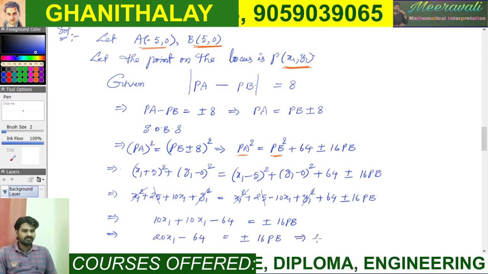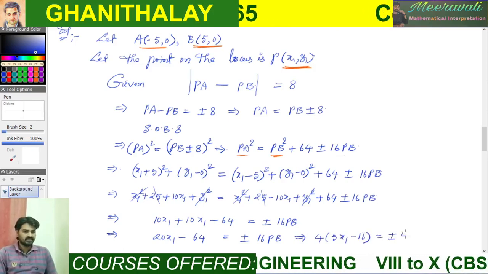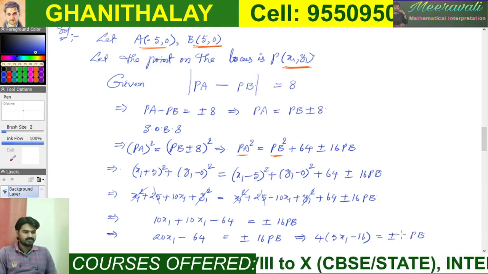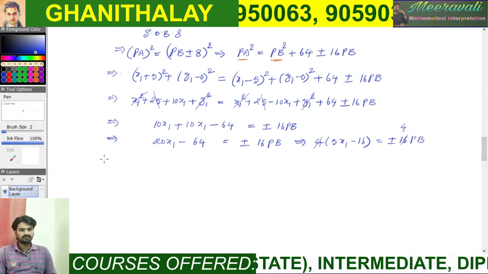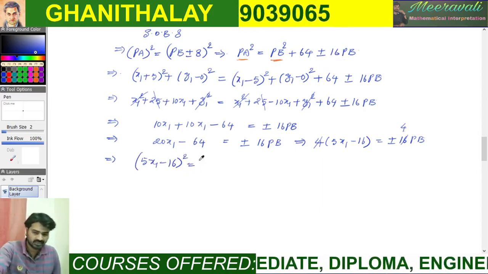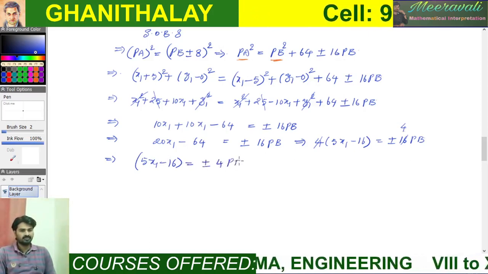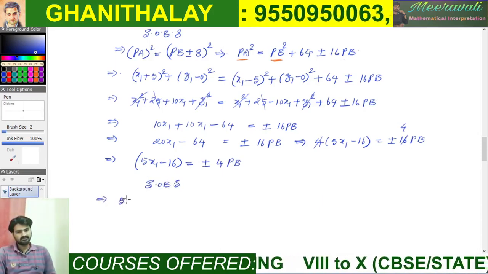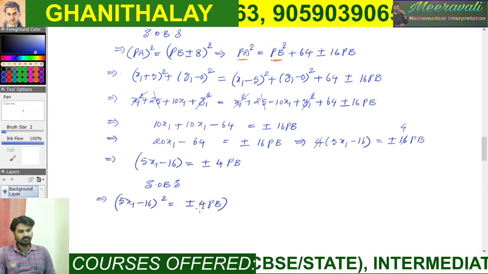On the left hand side, take 4 common: 4 fives are 20, 4 sixteens are 64, is equal to plus or minus 16 PB. Now cancel 4 ones, 4 fours. What do you get here? 5x1 minus 16 is equal to plus or minus 4 PB. Now squaring on both sides, we get 5x1 minus 16 whole square is equal to plus or minus 4 PB whole square.